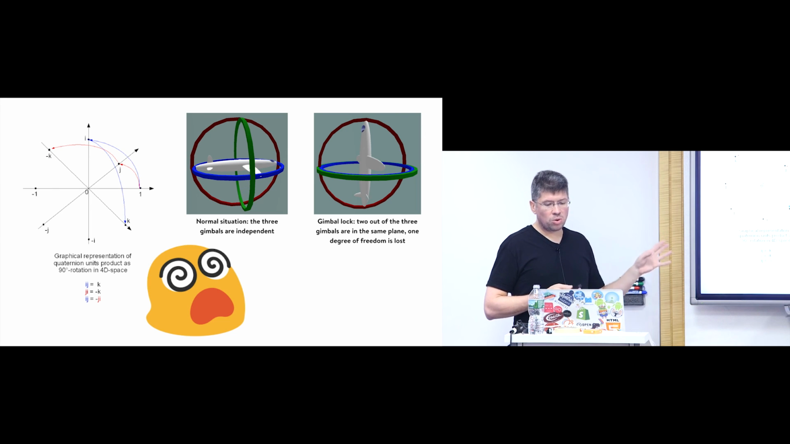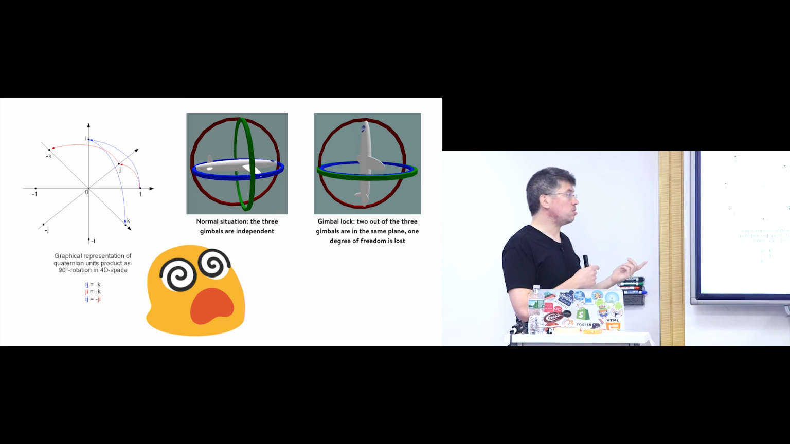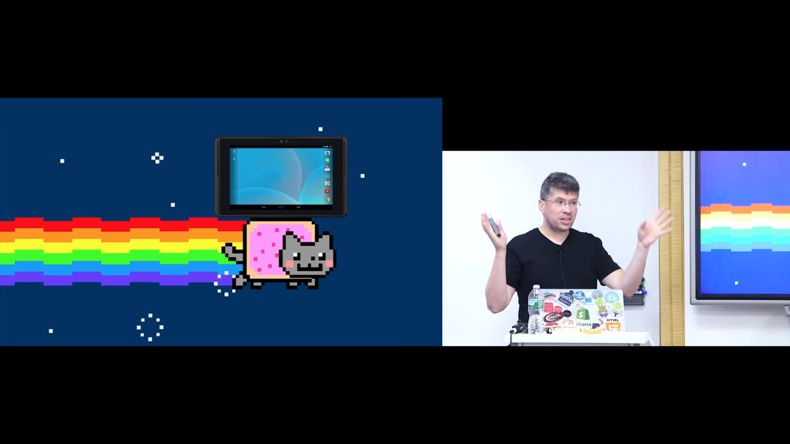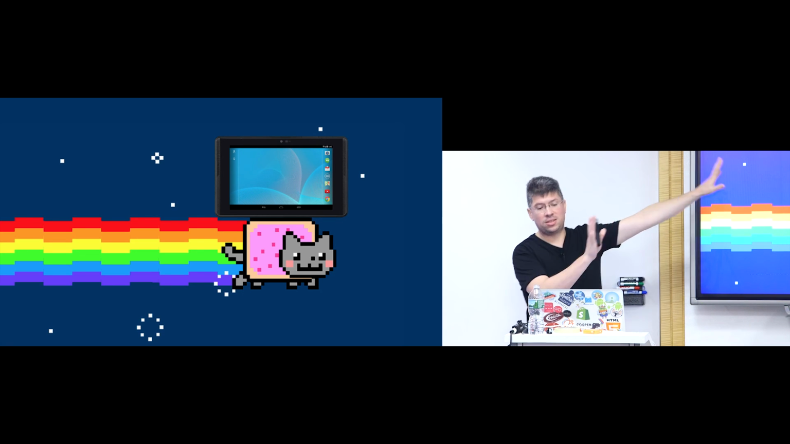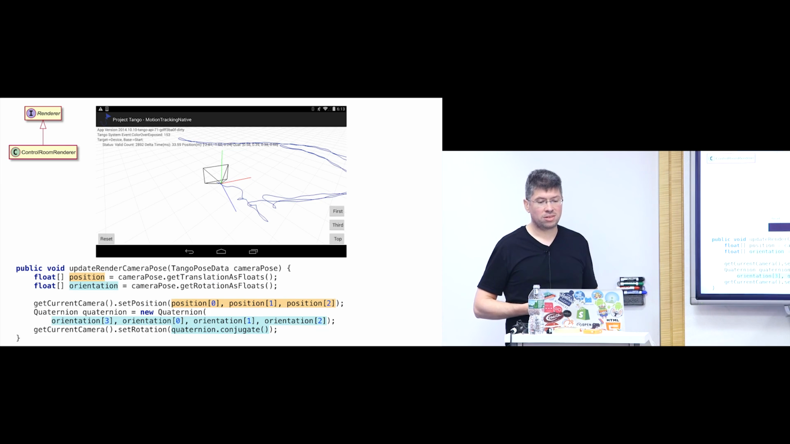But the big story here is that you don't need to worry about the math here. The APIs do all the heavy lifting for you. You just need to know why the quaternions are there and what they're good for. Right, so the Tango tablet is moving through space. How do we update its position in our virtual world?